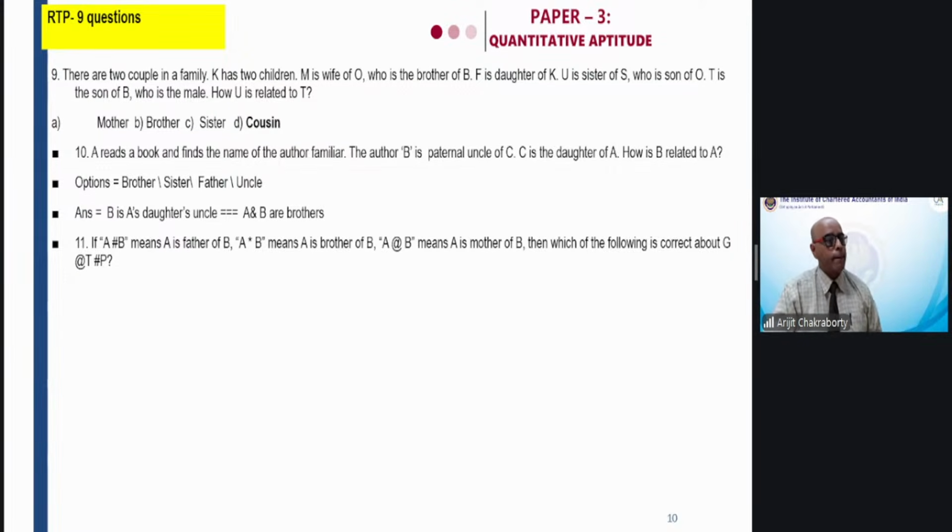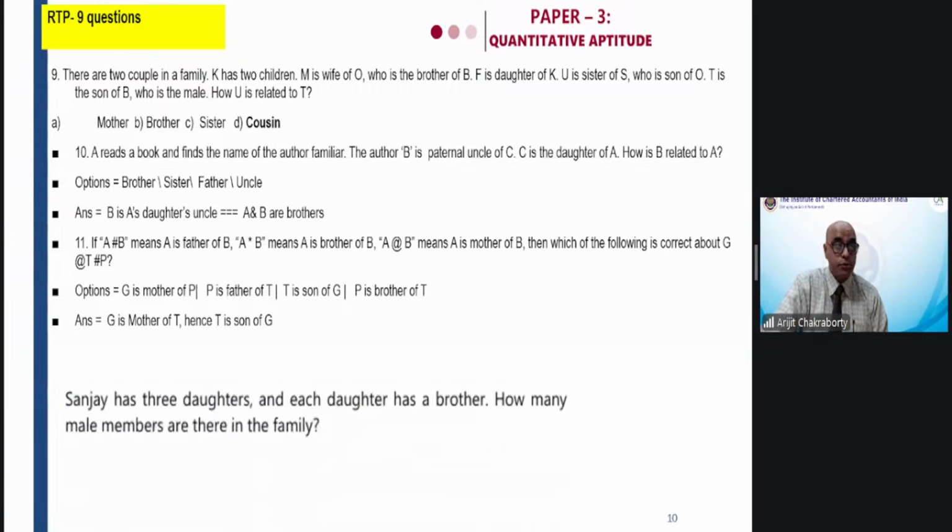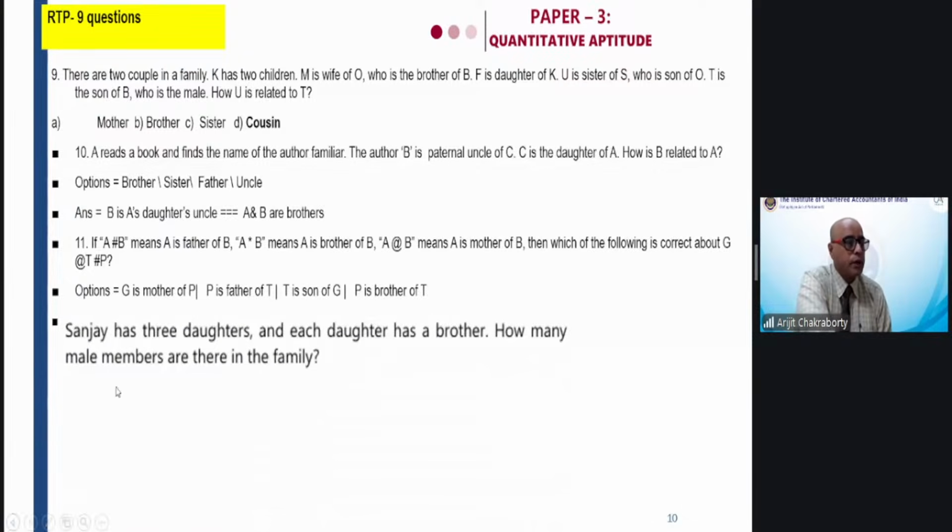Question number 10, we have done. Now we see number 11. We have done a similar problem. A hashtag B means A is the father of B. A and B means A is the brother of B. This type of question came in the MTP, also in the exercise, plus it is repeated in the RTP. So I think it is a very important question, and we have done this earlier as well. We go to the 12th question now.